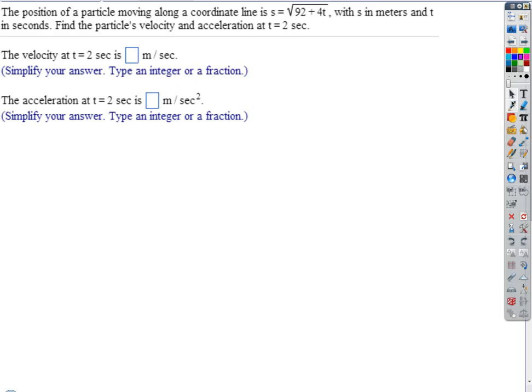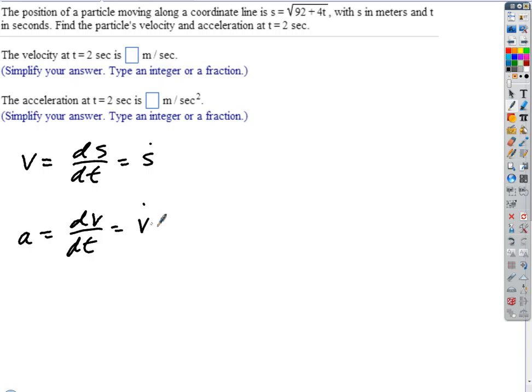So yeah, I'll write it down. So v equals ds/dt, or s dot. a equals dv/dt, or v dot, which is s double dot, the second derivative. Okay. And so we're given s. How do we want to write that in order to do a derivative? To the 1/2 power.